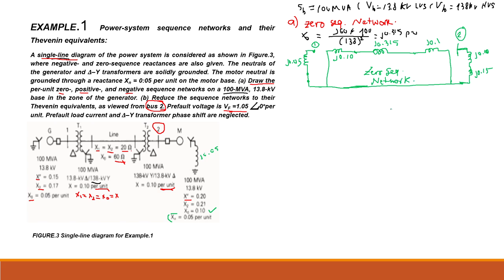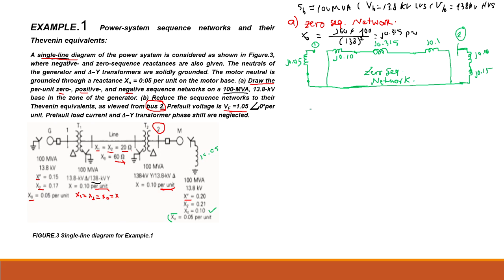The same is made for the positive sequence network. The difference between the zero sequence network and the positive sequence network is that in the positive sequence network we have a voltage source, while in the zero sequence network there are no voltage sources. And the second difference is that in the positive sequence network we didn't care about the connection of the transformer, whether it is delta or star, and the connection between the neutral points and the ground didn't affect the positive sequence network.